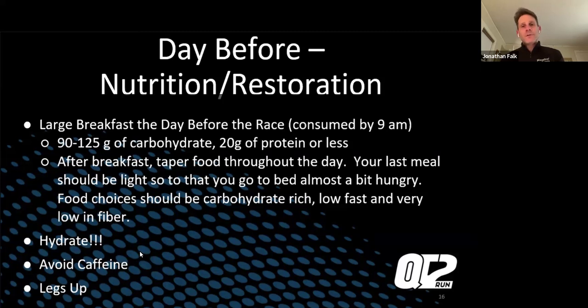Avoid caffeine for a number of reasons, certainly the night before and the day before. If you have a little bit in the morning, that's fine. I usually have a cup of coffee myself before a race just to get me moving.